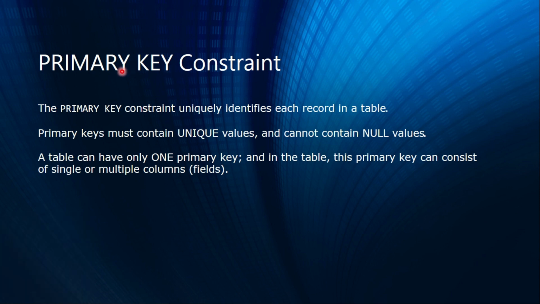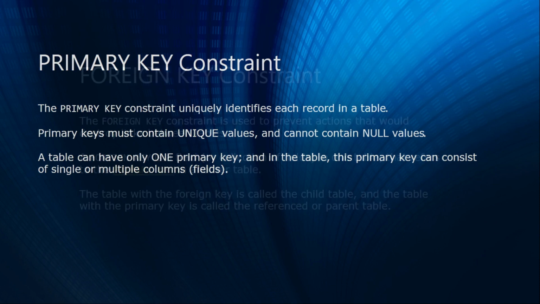So here's the definition of primary key constraint. The primary key constraint uniquely identifies each record in a table. A primary key must contain unique values. It should not contain any duplicate values and cannot be null. A table can have only one primary key, and this primary key can consist of single or multiple columns. So this is about the primary key.